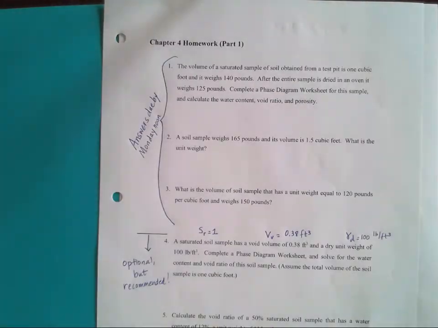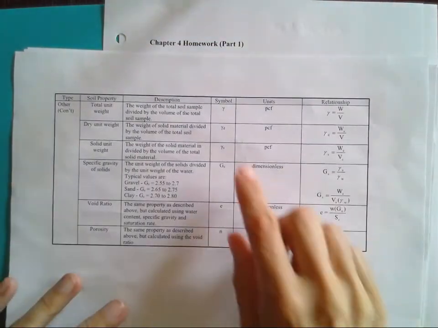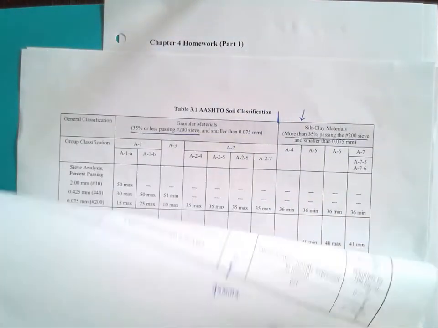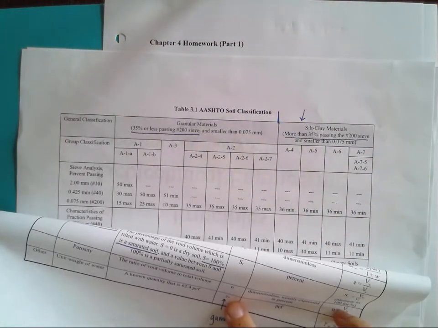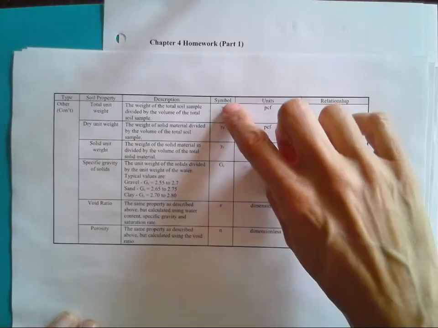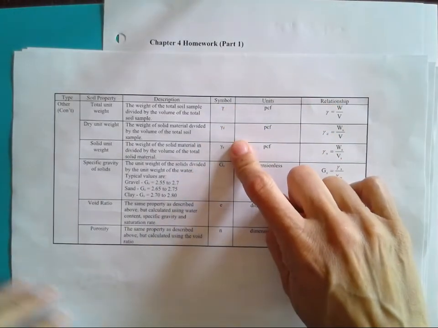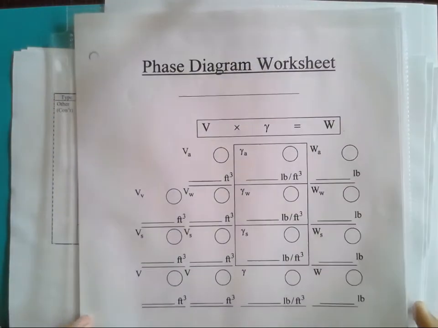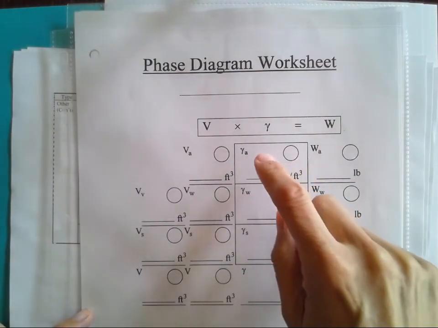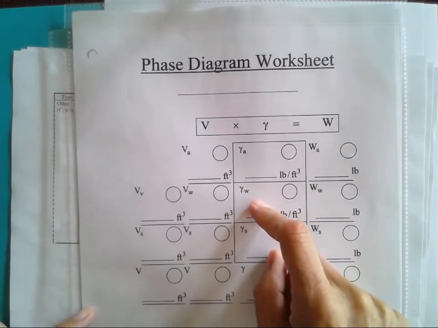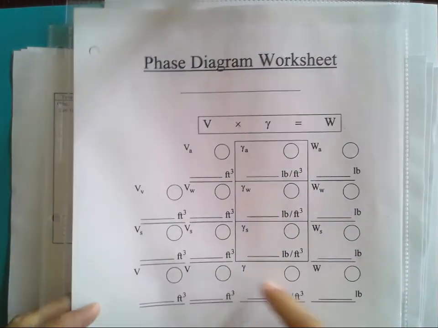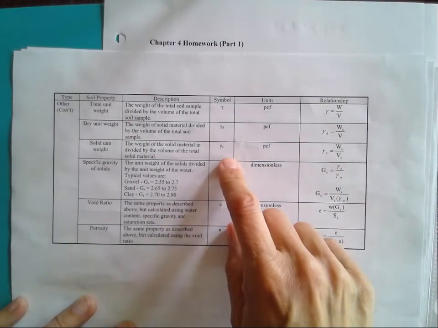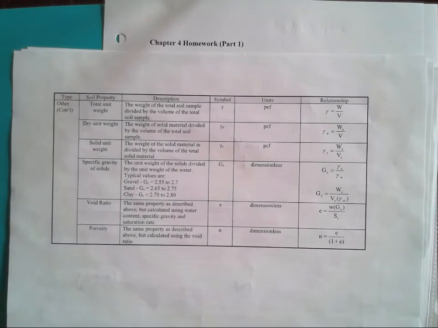So on the second page of this table, when we're looking at our unit weights, there's actually one unit weight on the first page, the unit weight of water, at the bottom, but then there's 3 more unit weights here. And when we take a look at that phase diagram worksheet, we have the gamma of air, gamma water, gamma solids, and gamma total. Gamma of air does not appear on this table because we just use 0 for this class.